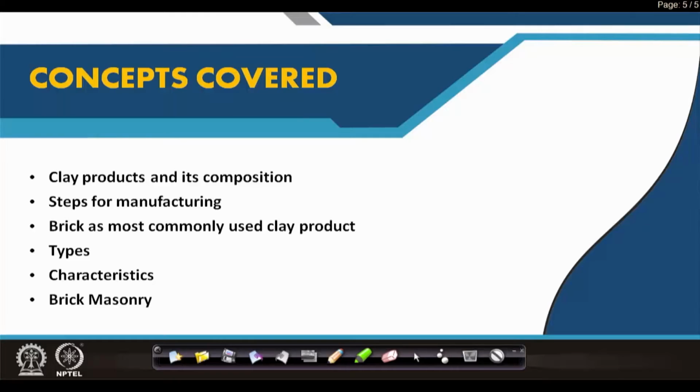So, if we look into the concepts that will be covered today, they are clay products and their composition, steps of manufacturing, brick as the most commonly used clay product, and then types of bricks, characteristics of bricks, and we will finally try to cover brick masonry.